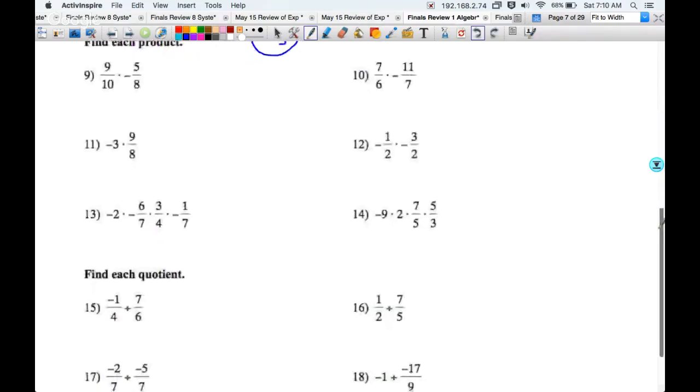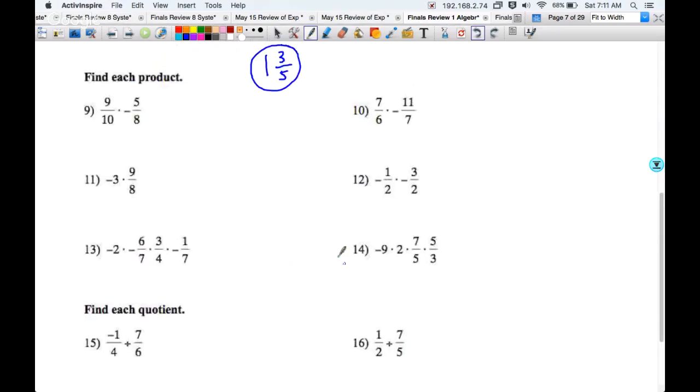Find each product. All right, to multiply two fractions, you multiply across the top, then you multiply across the bottom. Let's do one like number 13. I'm going to turn this into a negative 2 over 1. I'm going to put the negatives here on top of their fractions. This is going to create the equation negative 2 over 1 times negative 6 over 7 times 3 over 4 times negative 1 over 7. Now I got to multiply all the way across the top. Let's see, negative 2 times negative 6 is positive 12 times 3 is 36 times negative 1 is negative 36 over 7 times 4 is 196.